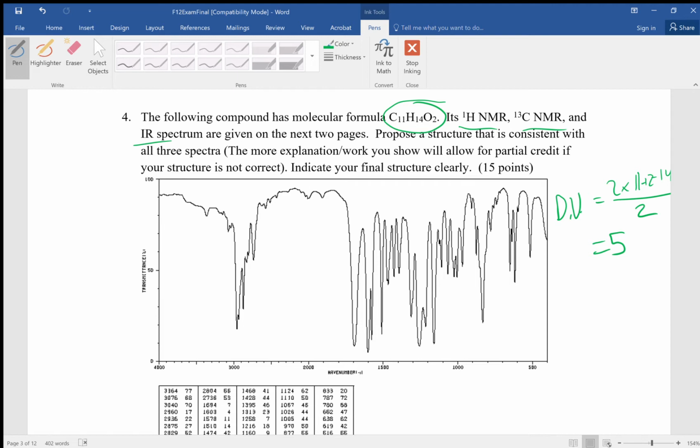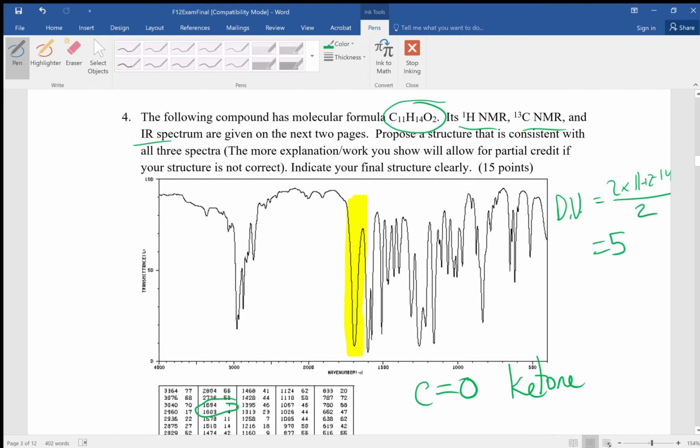Now, what do we see in the IR that's important? Well, primarily, I see this peak right here. What is a peak like that? Well, we can see down here, 1694. So that suggests it's a carbonyl. More specifically, it's most likely to be a ketone.